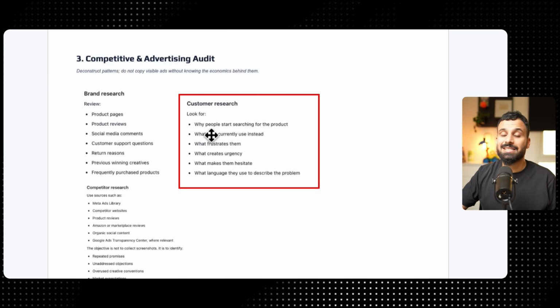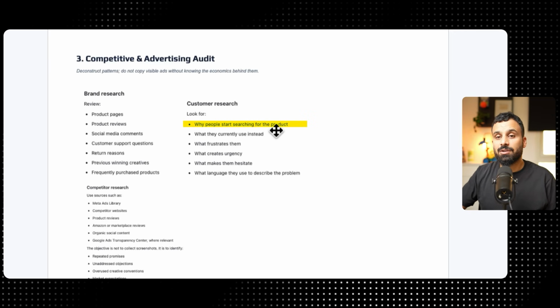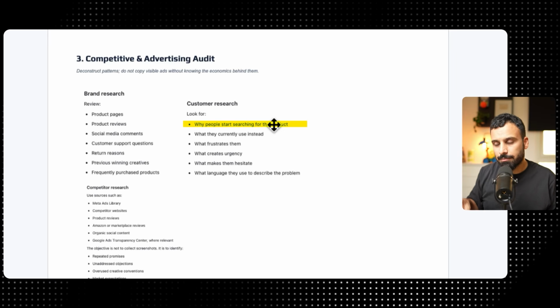Then I will do customer research. Why do people start searching for the product? It's not specific to them, but overall, why does somebody want to buy a backpack? Maybe I'm going for a trip. Maybe I like backpacks. I buy watches and backpacks out of hobby. Some people like to collect. Some people want to gift someone. Somebody might be traveling, and all those things. Basically, you have to understand.